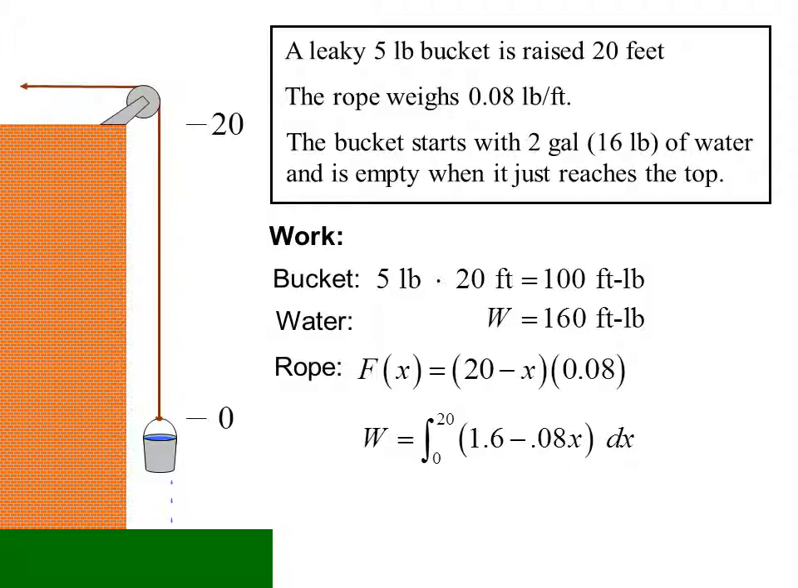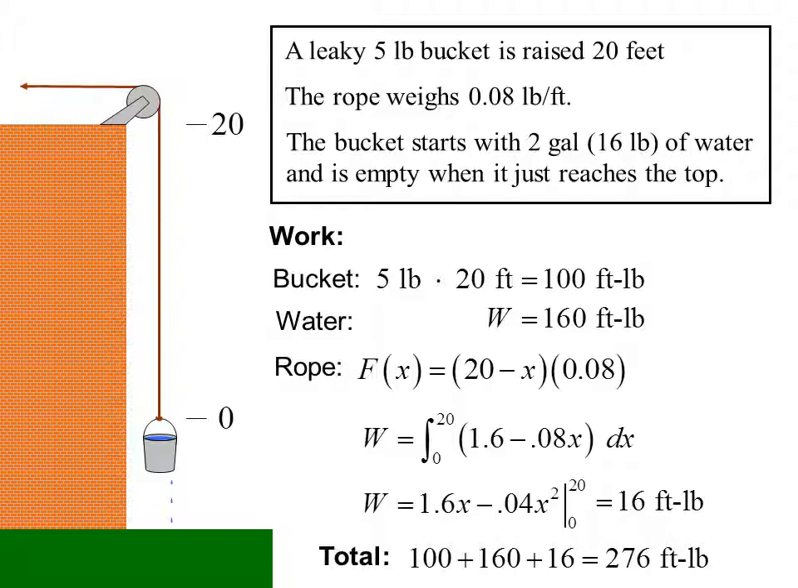So work is the integral from 0 to 20 of 1.6 minus 0.08x dx, which is 1.6x minus 0.04x squared from 0 to 20. Plugging in the 20, we get 16 foot-pounds. So the total is 100 plus 160 plus 16, or 276 foot-pounds.